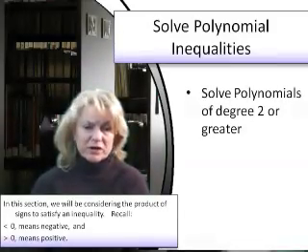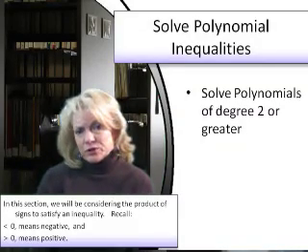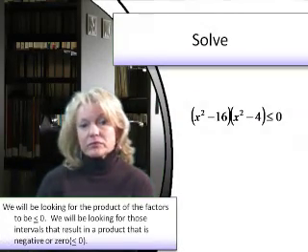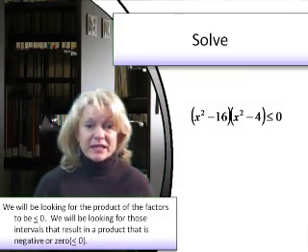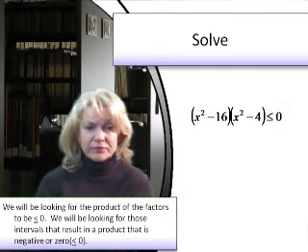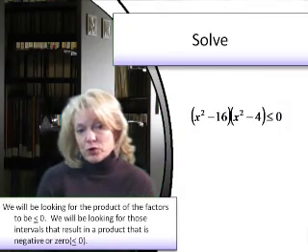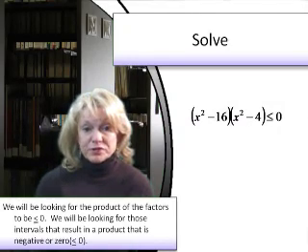In this section, we will be solving polynomial inequalities. If you look closely at the left-hand side, we are looking for the values of x that, when substituted into the two different factors, give us a product that is less than or equal to 0. We'll be looking for those intervals that result in a product that is negative or 0.